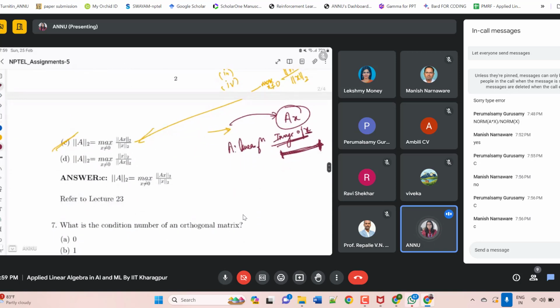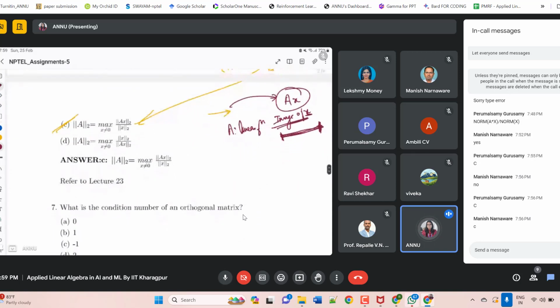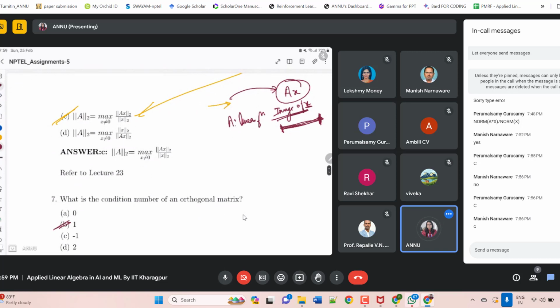What is the condition number of an orthogonal matrix? That is one only. Everyone knows that.